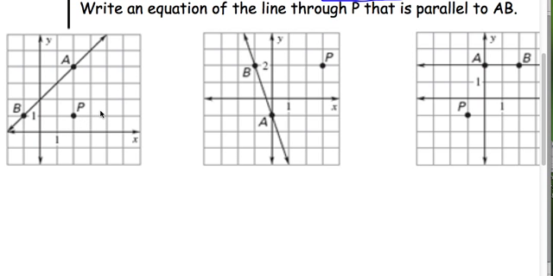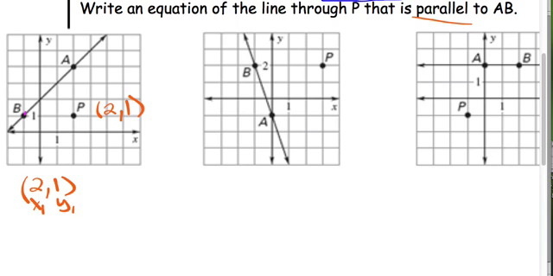This first one, P is at (2, 1). So my point I need to go through is (2, 1). This is my x1 and y1. Since I need to be parallel to AB, I need to figure out the slope of AB, and I'm going to figure that out by counting.